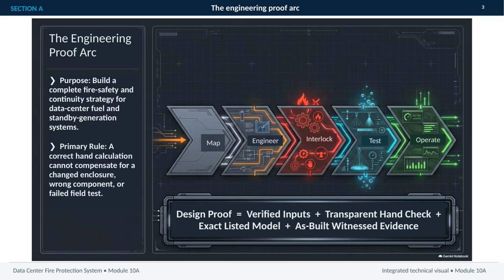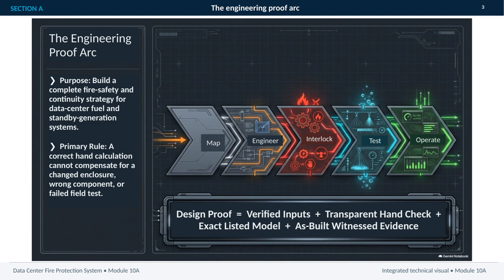This slide introduces the engineering proof arc, the process used to build a complete fire safety and continuity strategy for data center fuel and standby generation systems. The arc moves through 5 connected stages: map the system, engineer the solution, interlock the relevant controls, test the installation, and operate it as intended. The central idea is that engineering proof depends on more than a calculation. A correct hand calculation cannot compensate for a changed enclosure, the wrong component, or a failed field test. Each stage has to remain connected to the conditions that actually exist in the facility.